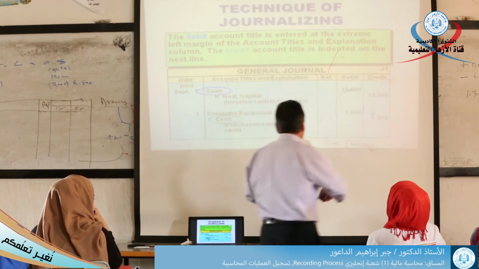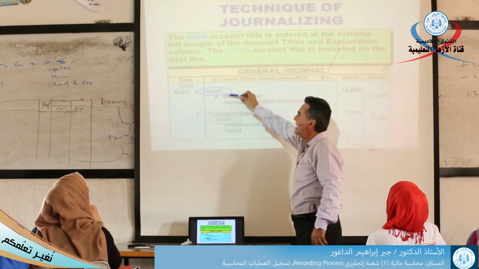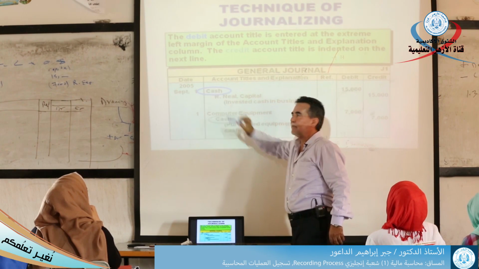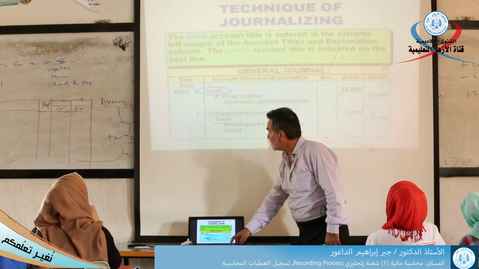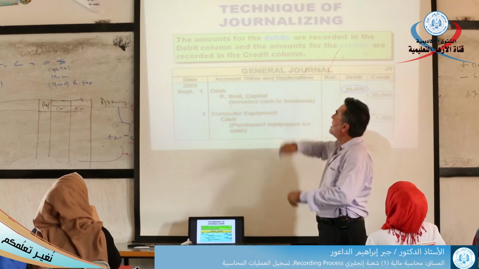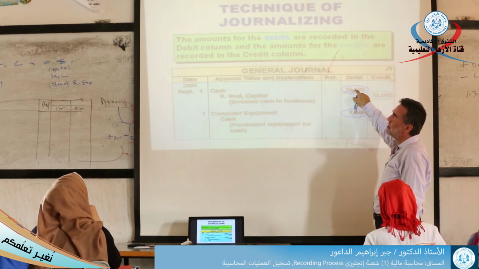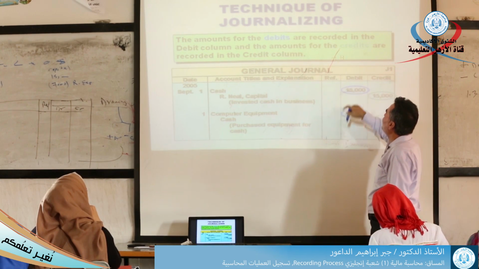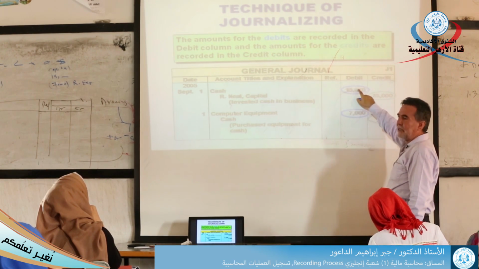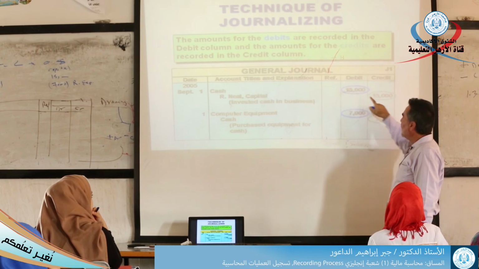Put here at the extreme side the title and explanation column. At the extreme side put the item which is cash, whereas the amounts of the debit are recorded in the debit column, and the amounts for the credits are recorded in the credits column. The debit and the credit. Debit column, credit column.